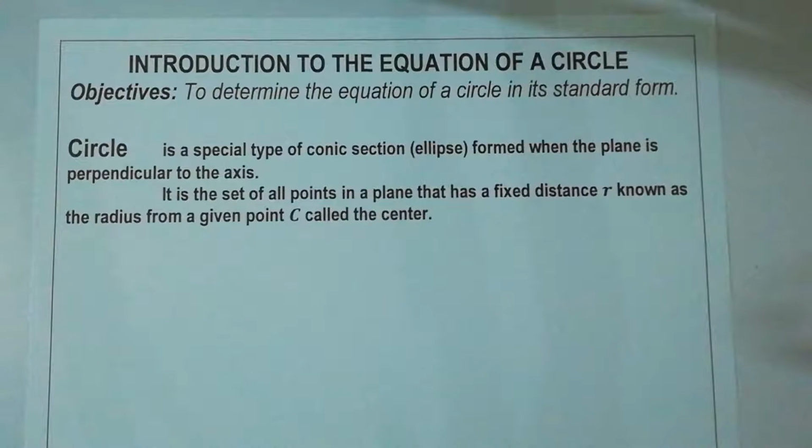In this video, you will be able to determine the equation of a circle in its standard form. As you have learned in the previous activity about conic sections, a circle is a special type of conic section, or a special type of ellipse, formed when the plane is perpendicular to the axis. It is a set of all points in a plane that has a fixed distance r, known as the radius, from a given point C called the center. To visualize, let us take a look at this figure.